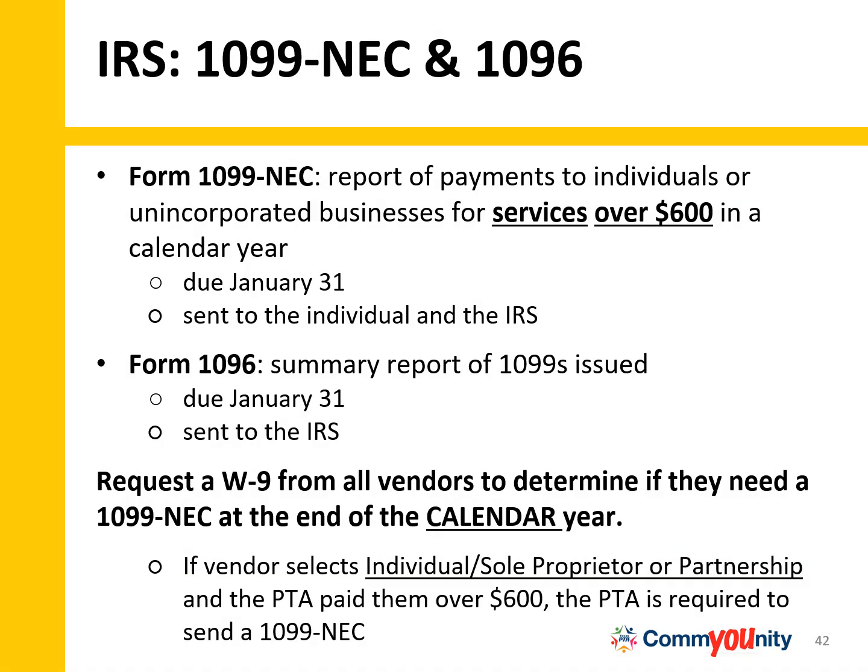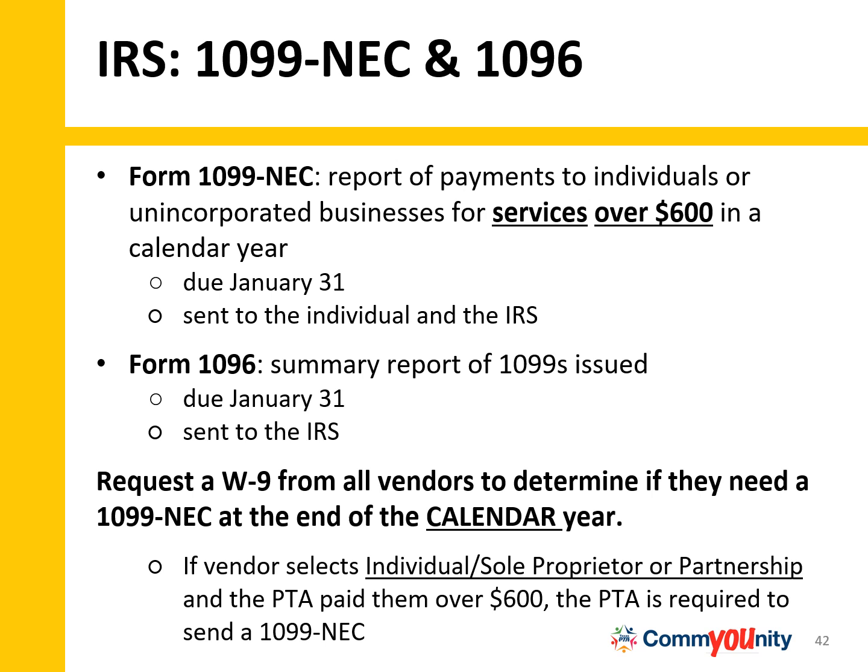If you pay an individual or an unincorporated business $600 or more for services, you are required to complete a 1099 NEC non-employee compensation form and a 1096 summary report. Both forms are due January 31st. Common PTA examples are a DJ, a magician, or an artist.